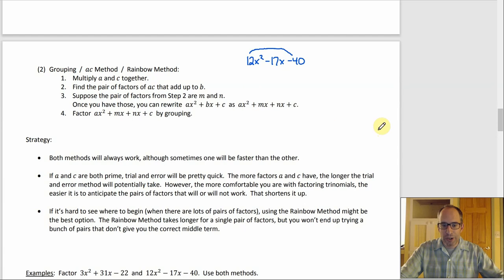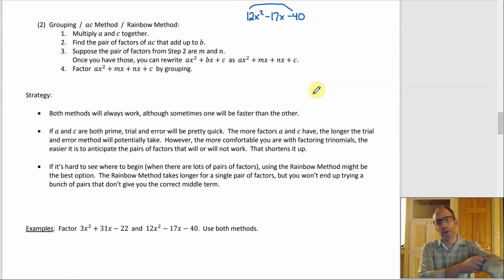So as far as the strategy goes, both methods are always going to work, although sometimes one would be faster than another. Certainly if the leading coefficient is a 1, like if you just have an x squared plus whatever times x plus some constant, I wouldn't bother with the rainbow method. I think it would be too long. I think you can get it faster without that. But if your leading coefficient's not a 1, it depends. It's kind of a gray area. I would say if A and C are both prime, just go for it with trial and error because you just don't have very many options. You'll probably get it really fast.